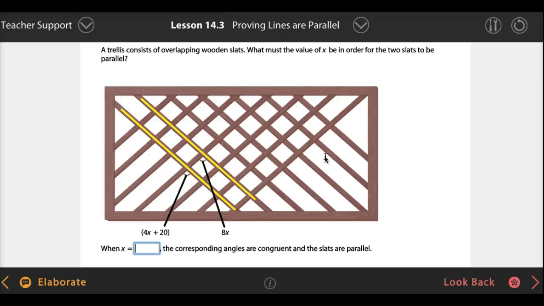Ooh, I like this question over here, but I'm not going to do it with you because I'm going to give this to you as a test question instead. Anyway, let's move on to section 4.